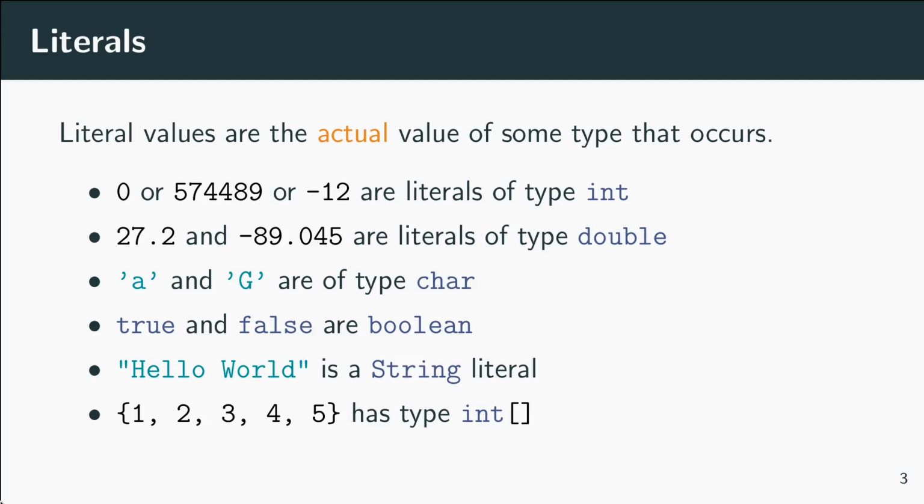And finally, there are literals. Literal values are the actual values of some type of data that might appear in your source code. So 0 or 574,489 or minus 12 are literals of type integer. Similarly, 29.2 or minus 89.045, these are literals of type double, and there are others.